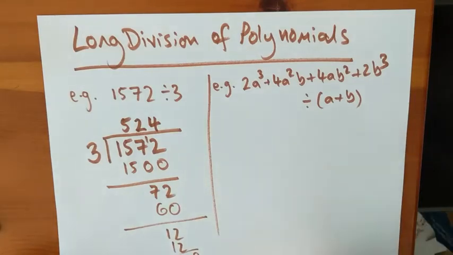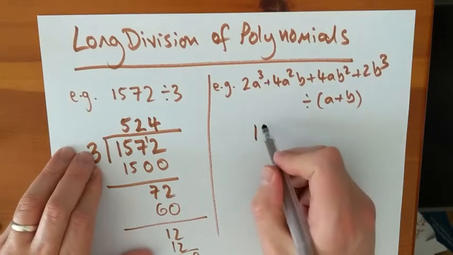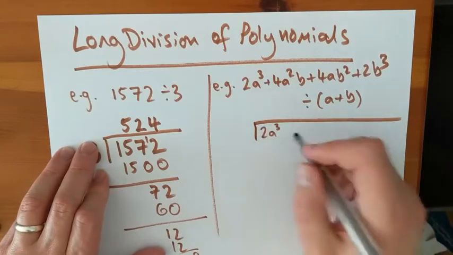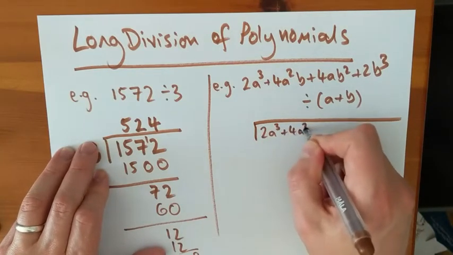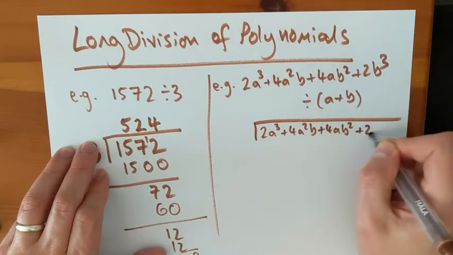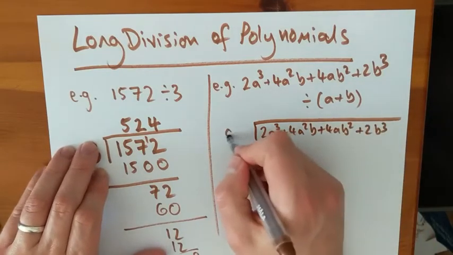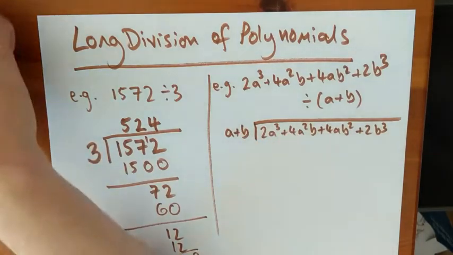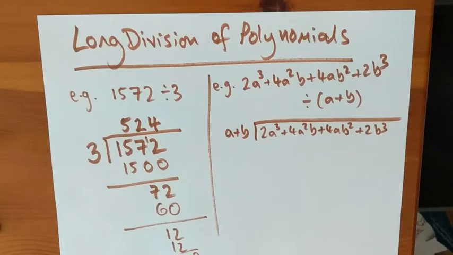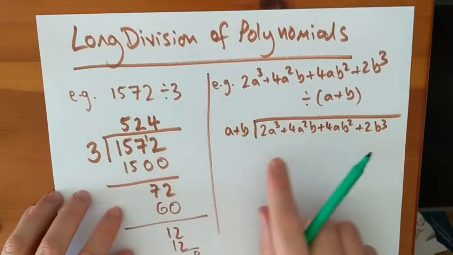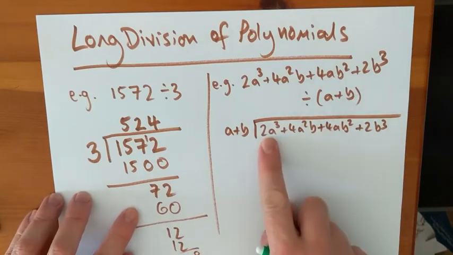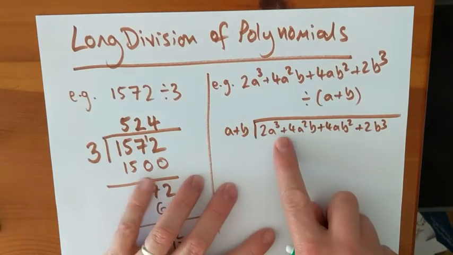I could do it in almost exactly the same way. I put the bigger expression underneath the symbol. So this is 2a cubed plus 4a squared b plus 4ab squared plus 2b cubed. I'm dividing by a plus b. There is no obvious pattern that I can use to quickly work out the answer, but I can, just like I did with the numbers here, go from left to right and see how many times this expression fits into here. And I'm just going to focus on the a's to begin with.